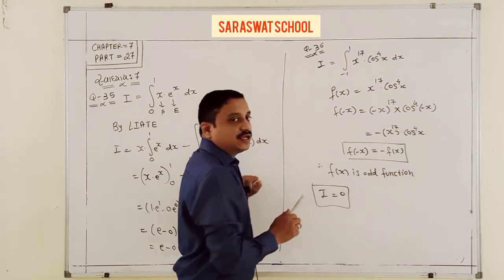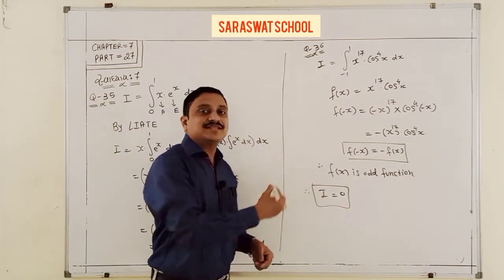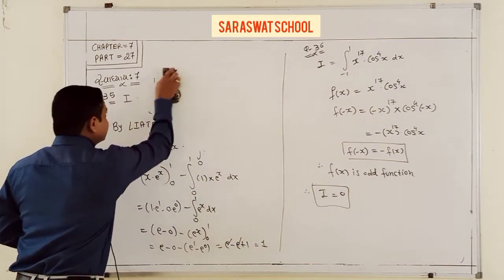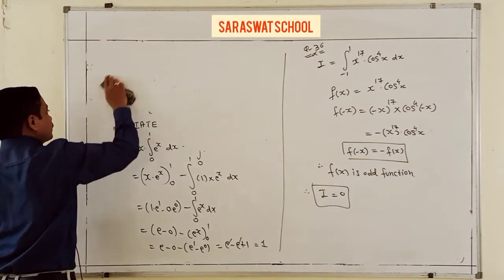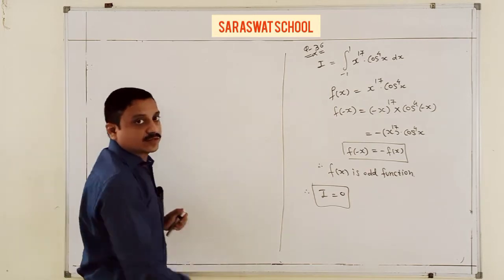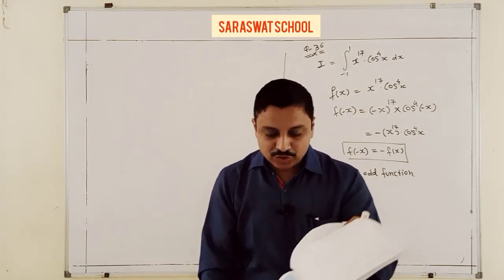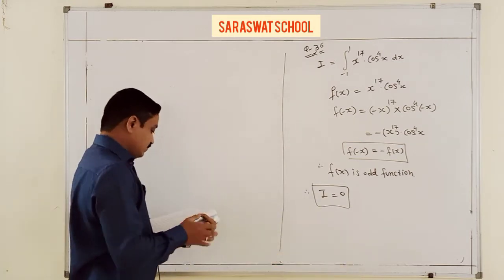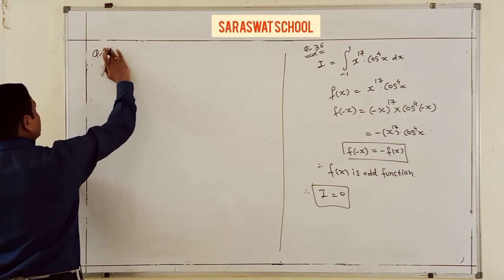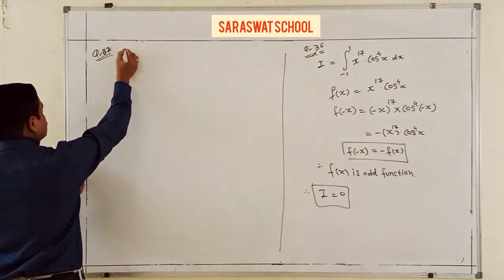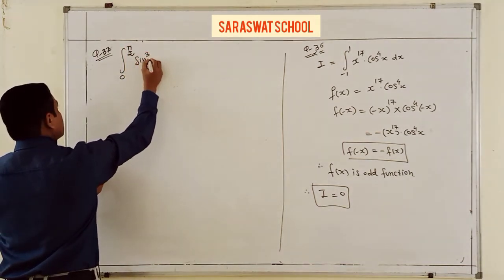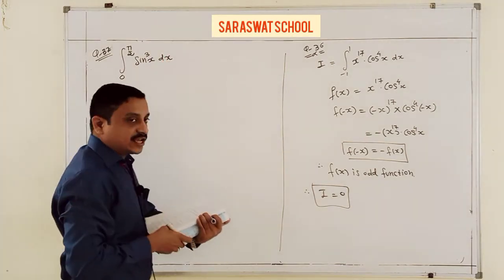Finally, what is your answer? Yes, students, here the answer I is equal to 0. Now, students, going ahead to question 37: the integral from 0 to pi by 2. Question 37. Solve the integral from 0 to 90 of sin cube x dx. The answer is 2 by 3.